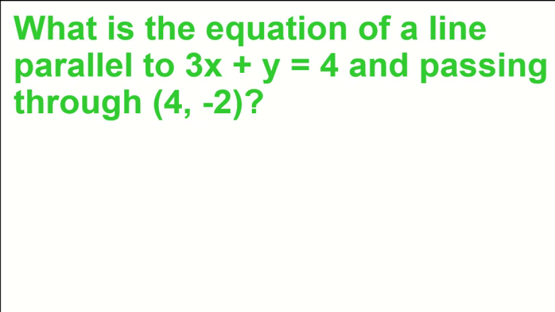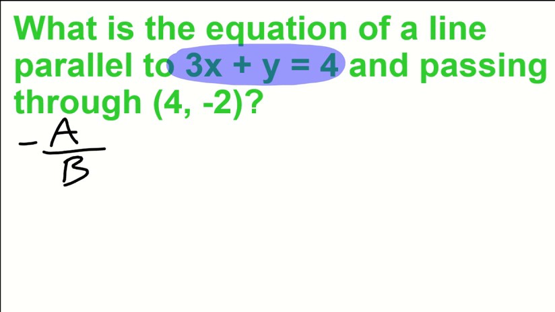So the first thing we always have to do is figure out the slope. We have to figure out the slope of the line that they gave us to start with. In this case, we have a standard form equation here. When they give us a standard form equation, it's the opposite of A over B to find the slope. So we've got 3 over 1, opposite of 3 over 1, so our slope would be -3.